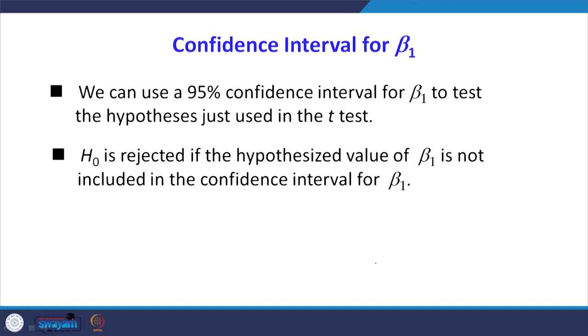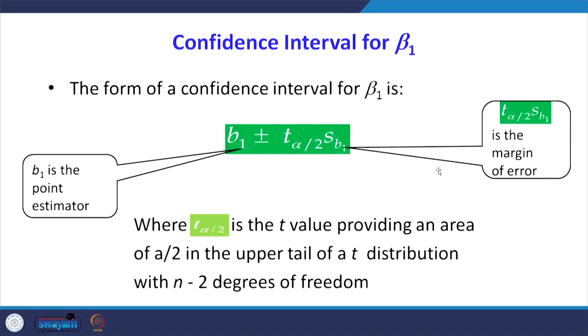Next, we can use the 95% confidence interval for beta 1 to test the hypothesis. So, with the help of the confidence interval also we can decide whether the null hypothesis should be accepted or rejected. H0 is rejected if the hypothesized value of B1 is not included in the confidence interval. Our B1 value we are assuming is 0. So, if 0 appears in that confidence interval we accept the null hypothesis, otherwise we reject it.